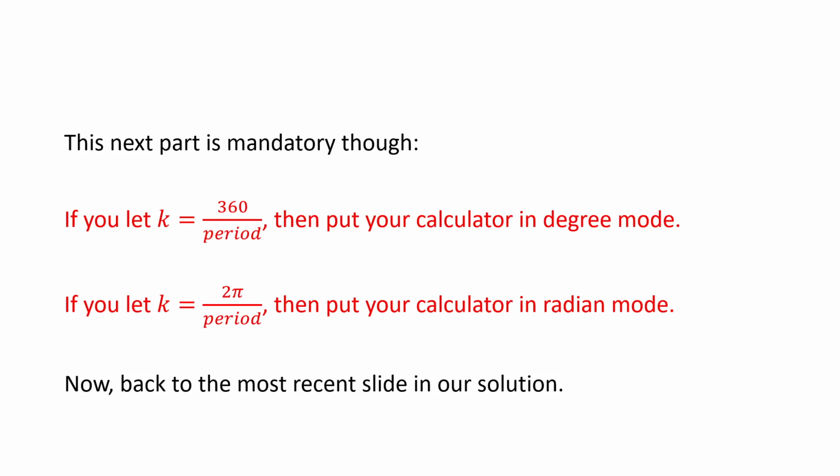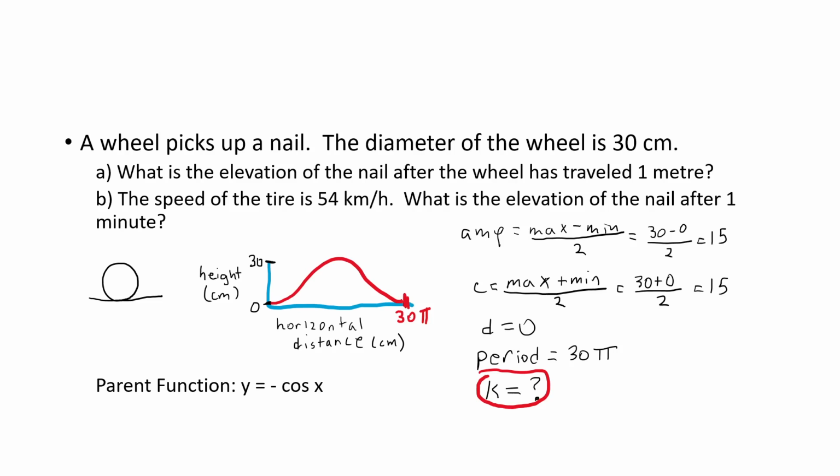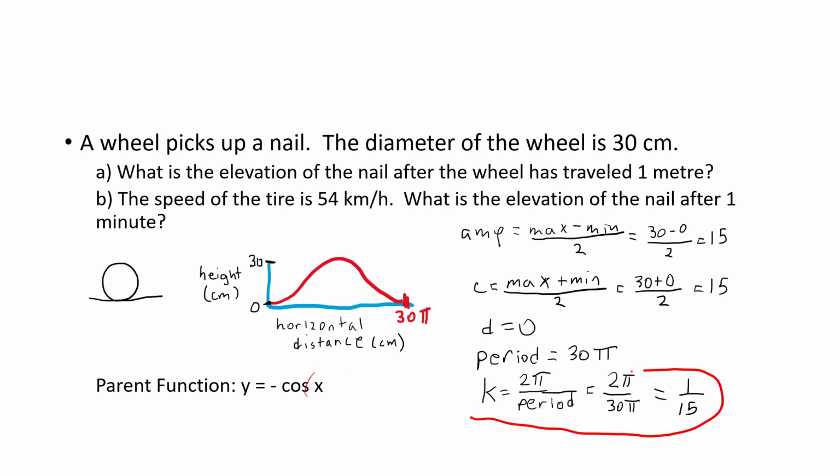So remember, if you let k equal 360 over the period, put your calculator in degree mode. If you let k equal 2 pi over the period, put your calculator in radian mode. So getting back to our question, we're going to say k is equal to 2 pi over the period. If we say k is equal to 2 pi over the period, then we're going to get a k value of 1 over 15.